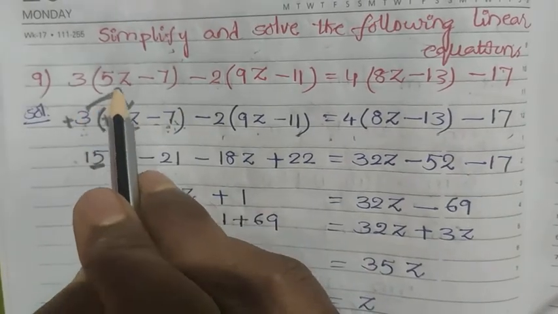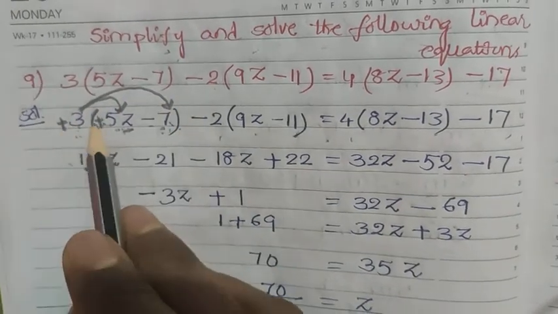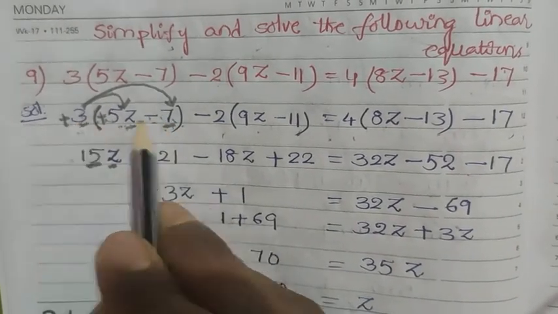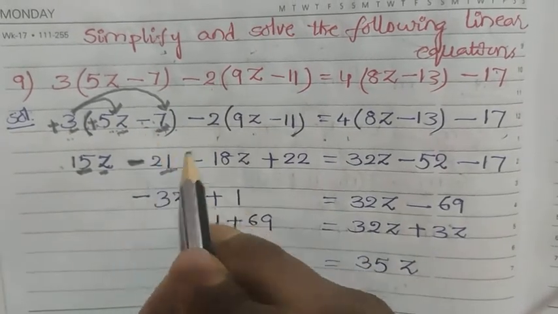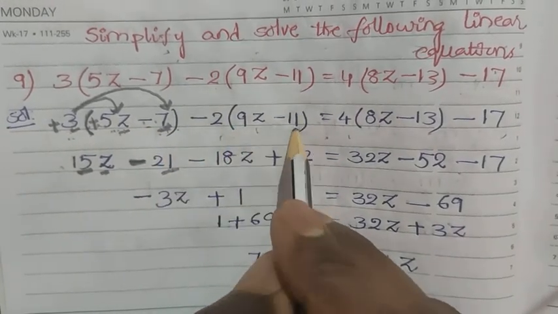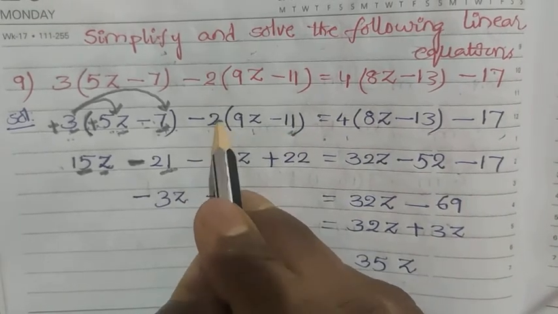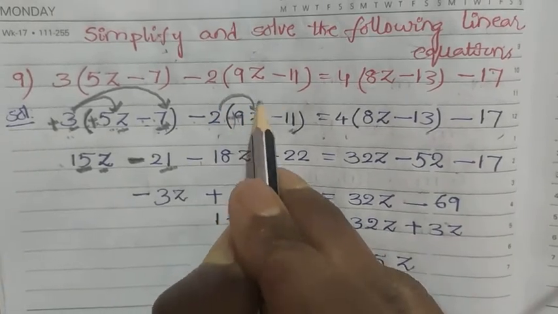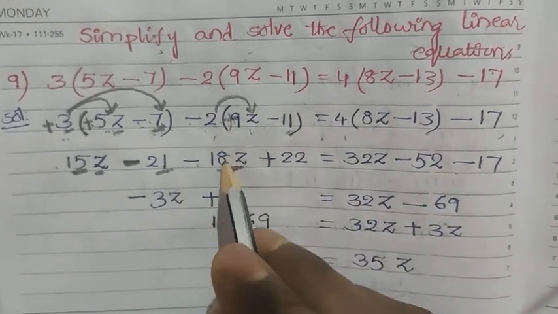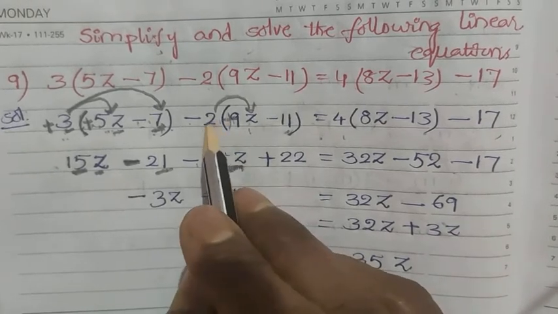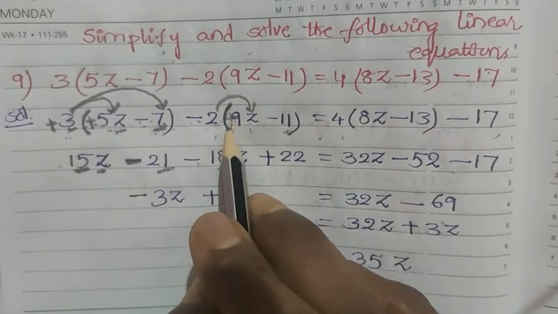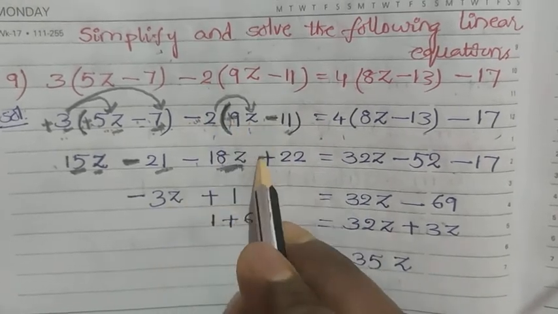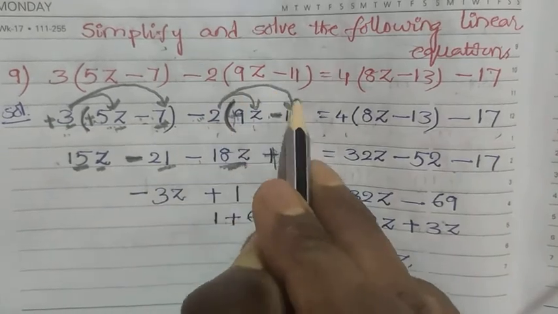Next, we have to multiply these two. Plus into minus, minus 3 into 7. 3 into 7 is 21. In the same way, we can multiply this 9z minus 11 with minus 2. Minus into plus is minus. 2 into 9z is 18z. 2 into 9 is 18 and this is z. Next, minus into minus is plus. 2 into 11 is 22.